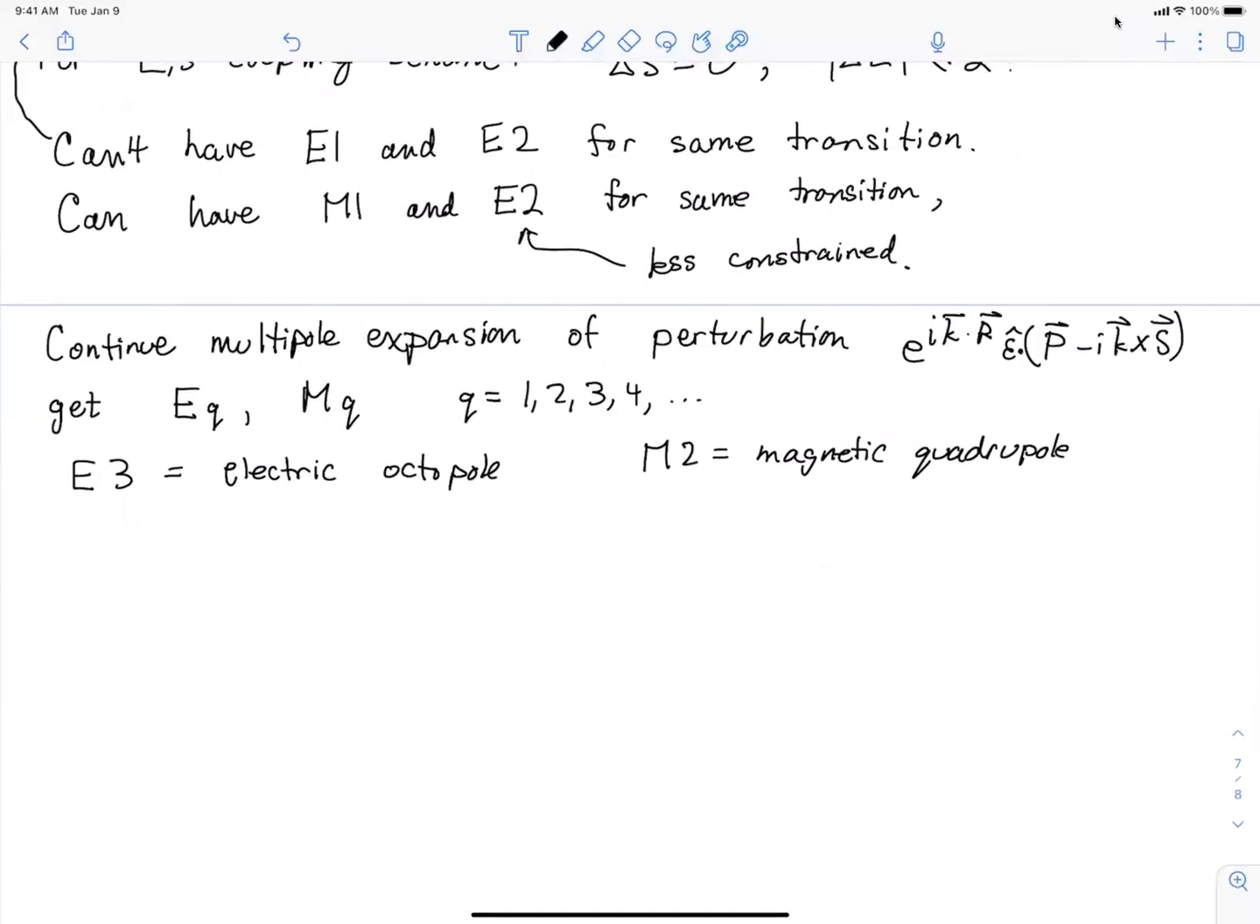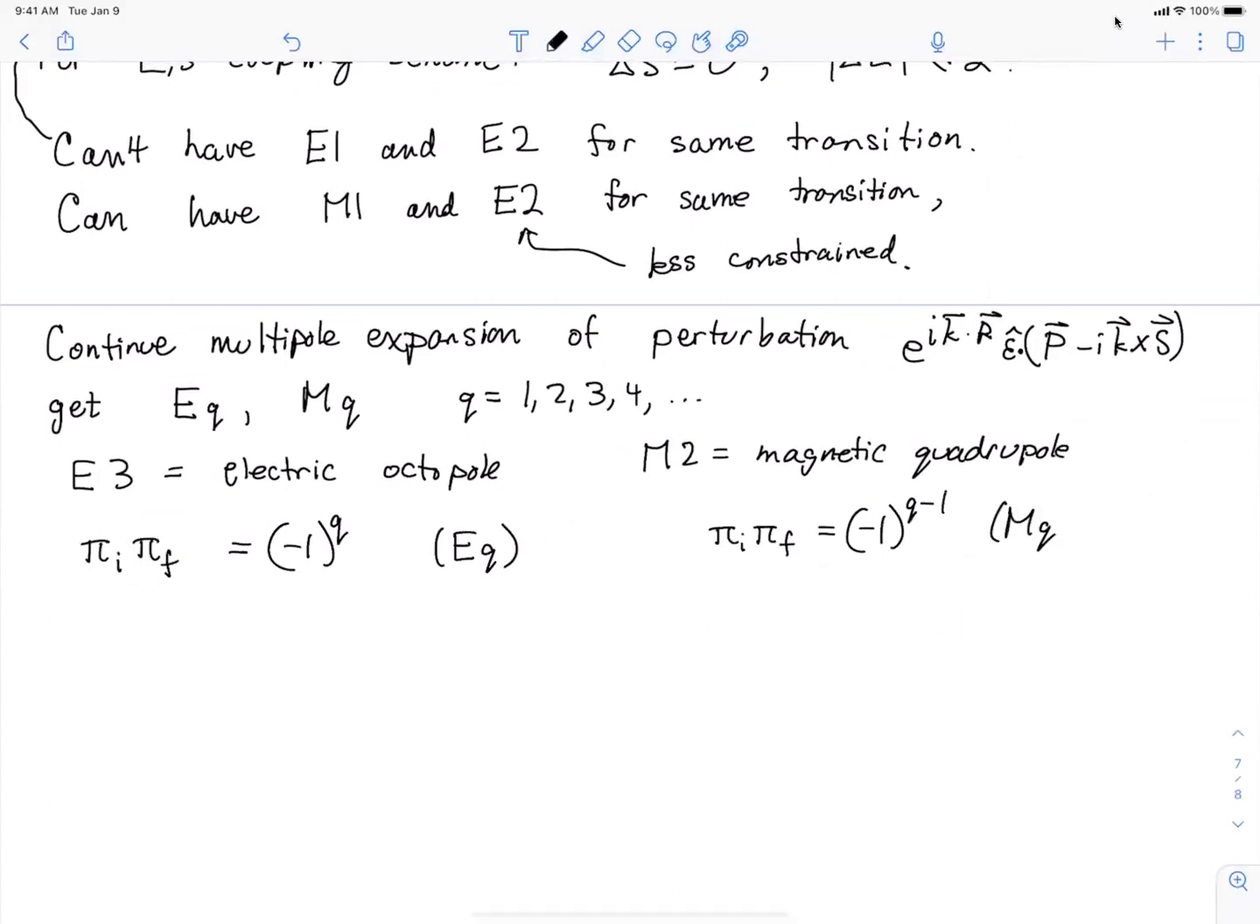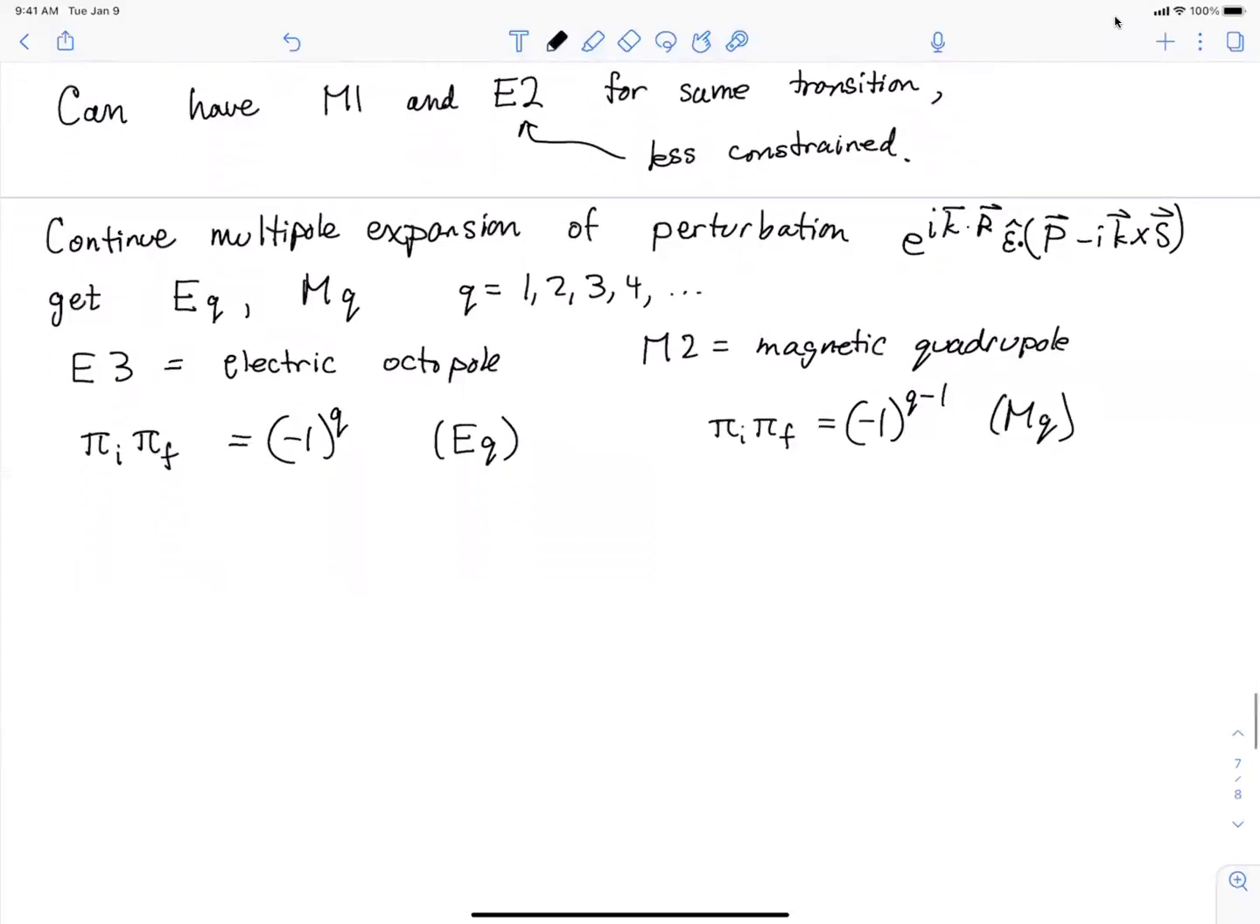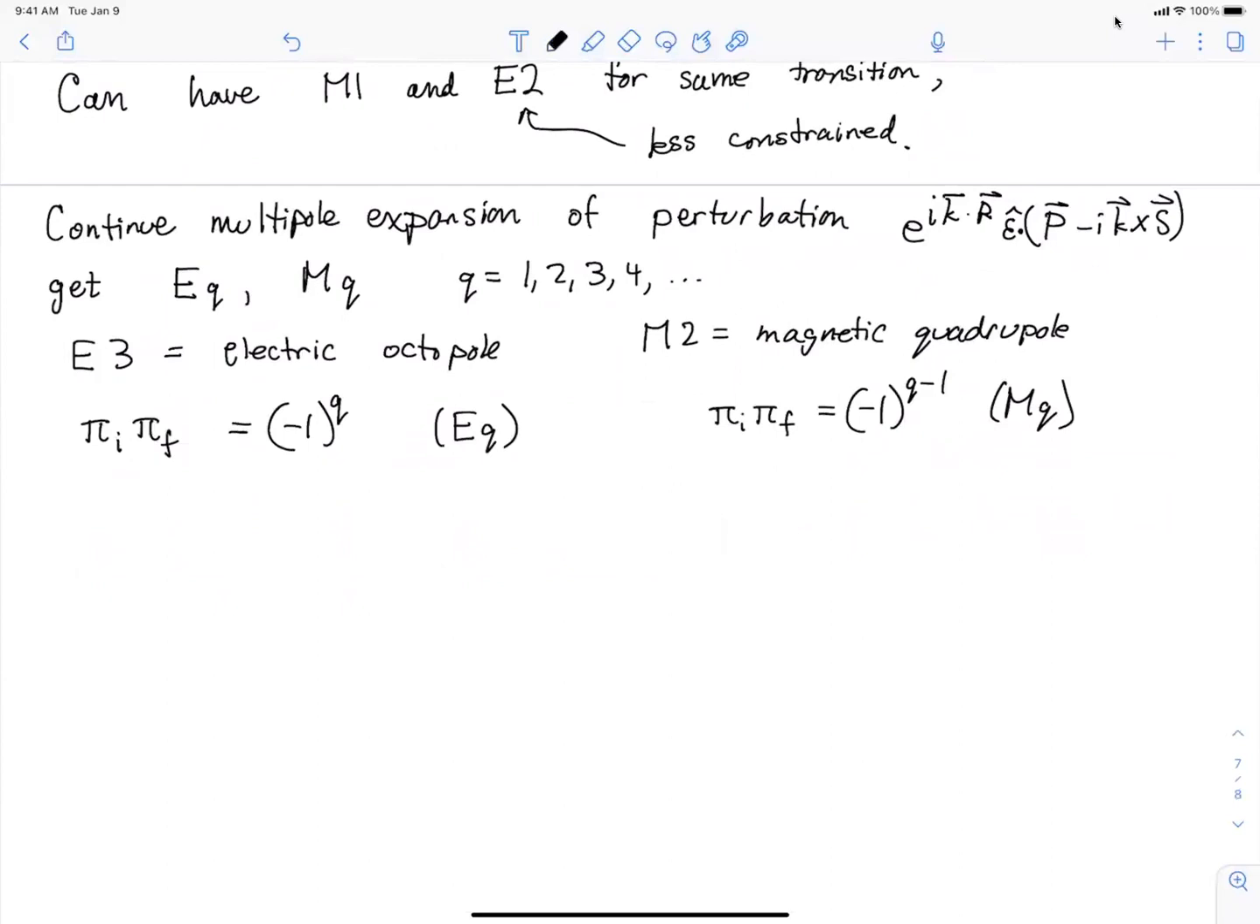And then you can see the pattern of how the parity goes. The product of the parities has to be -1 to the Q if it's an electric Q transition, and it has to be the opposite if it's a magnetic Q transition for each of those Qs. And then the change in angular momentum has to obey this rule. This is a triangle rule.